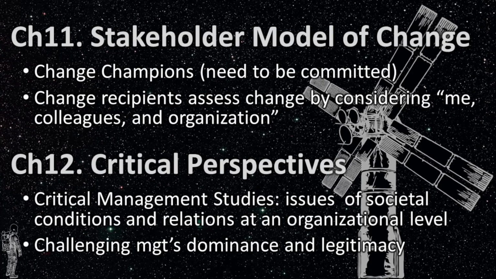Chapter 11 discusses the stakeholder model of change, focusing on the ever-dedicated change champions and the change recipients who don't focus exclusively on their own self-interest, but often consider what change means for their colleagues and their organization as a whole. Finally, chapter 12 introduces the critical management studies, focusing on the societal and class relationship impact of management studies, management's dominance, and management's taken for grantedness.